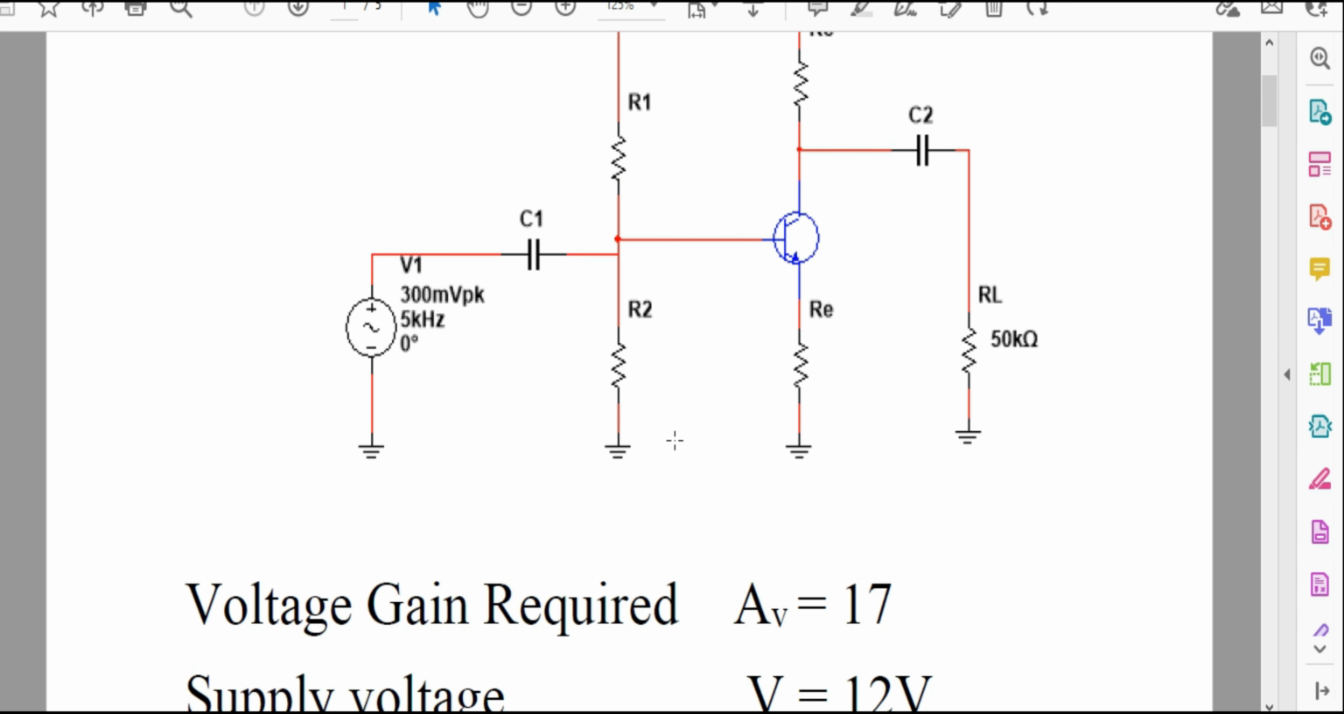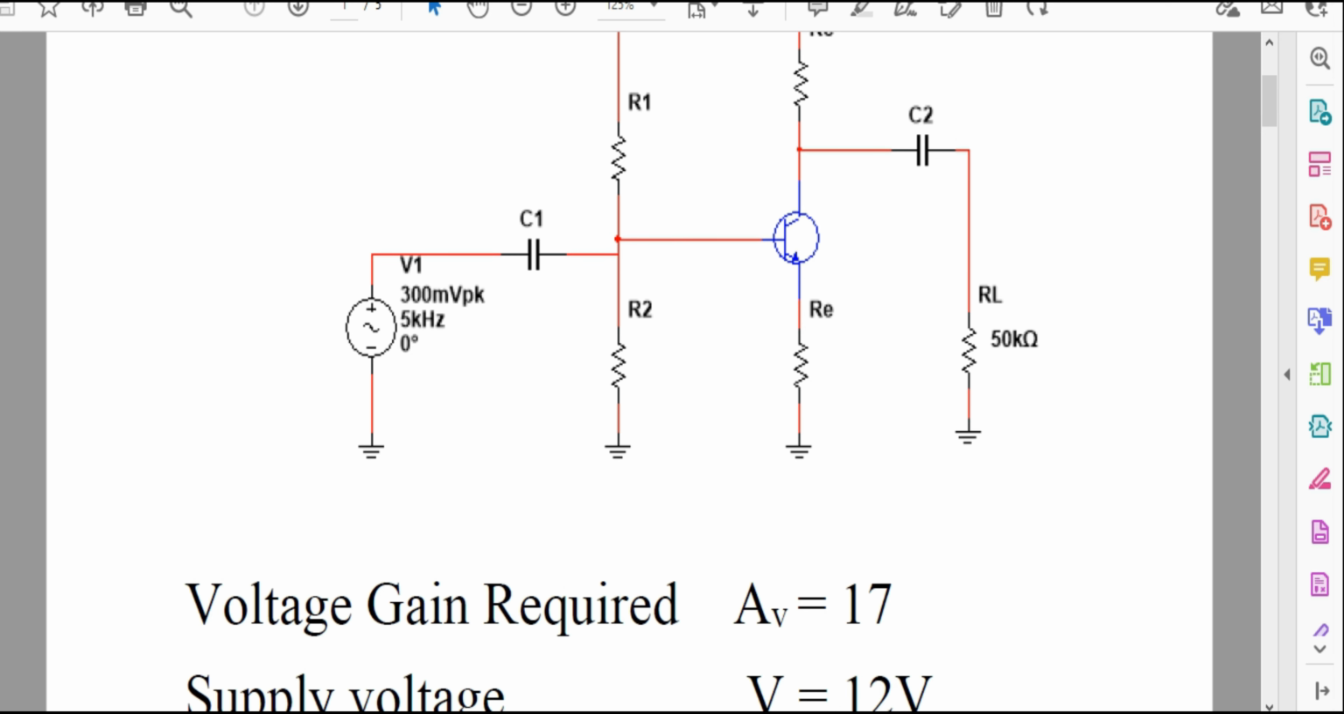But one thing we need to keep in mind is that our supply voltage should not be less than our required output voltage. Let's make a scenario. Our input voltage is a 300 millivolt peak signal. It will basically be a peak to peak sinusoidal signal, but I am focusing on the peak because I need to design my circuit according to this peak value.